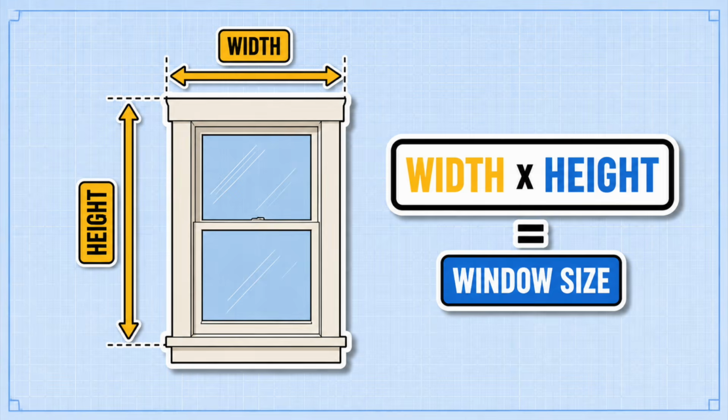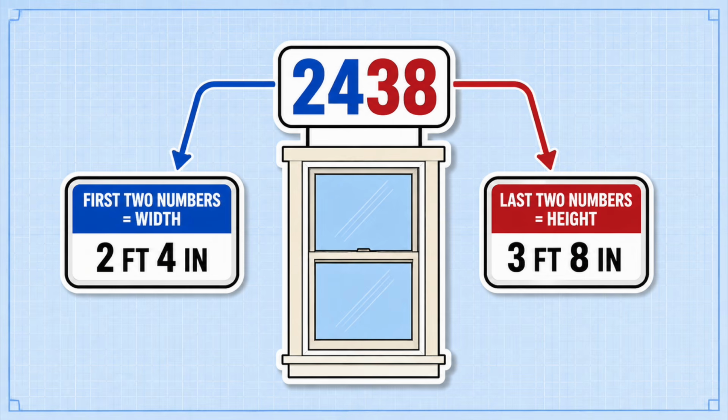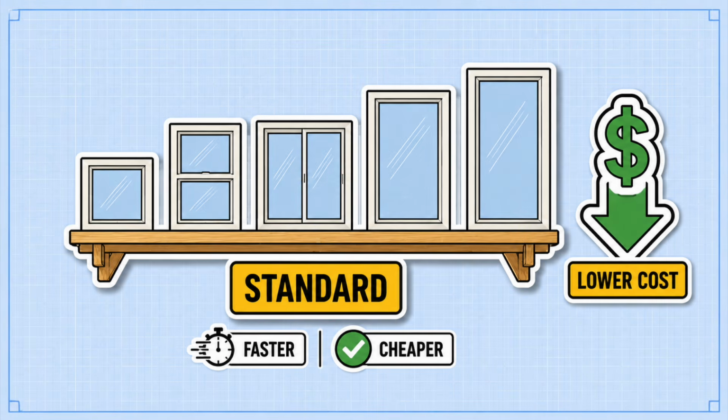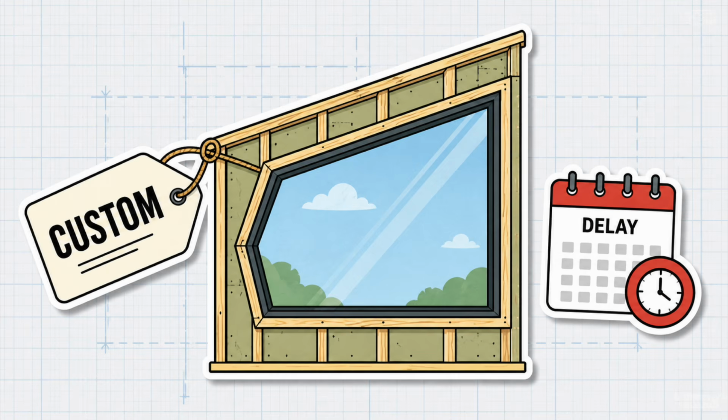Window sizes are usually written width first, then height. A size like 2438 usually means 2 feet 4 inches wide by 3 feet 8 inches tall. But manufacturers can use size labels differently, so always confirm whether the number means unit size or rough opening. Standard sizes are cheaper and faster when they fit the design. Custom sizes solve weird openings, but they usually cost more and can slow the schedule.